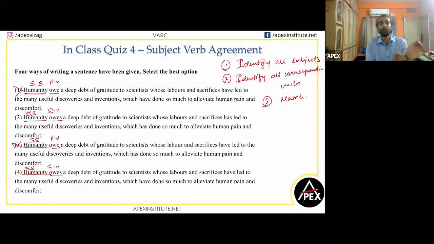Now, the very big problem with this second sentence is that the second set of subjects is labors and sacrifices. Correct? So now this part is nothing but a plural subject. No, labor. What labor plural is? Here we are not talking about that labor. Here the labor means work. Do you say works?